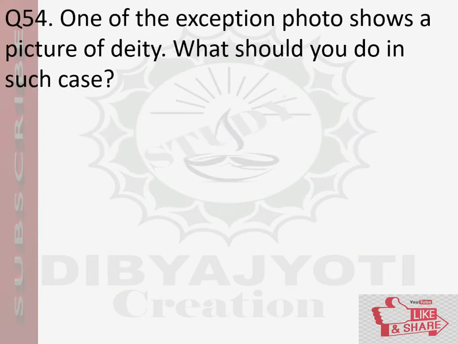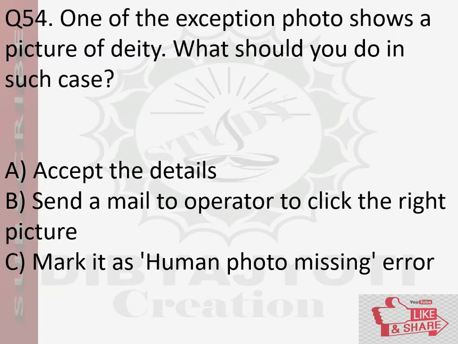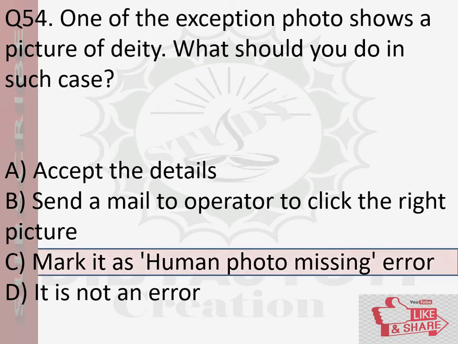Next, one of the exception photos shows a picture of a deity. What should you do in such a case? Options are option A, accept the details. Option B, send a mail to the operator to click the right picture. Option C, mark it as human photo missing error. Option D, it is not an error. And the answer is option C, mark it as human photo missing error.